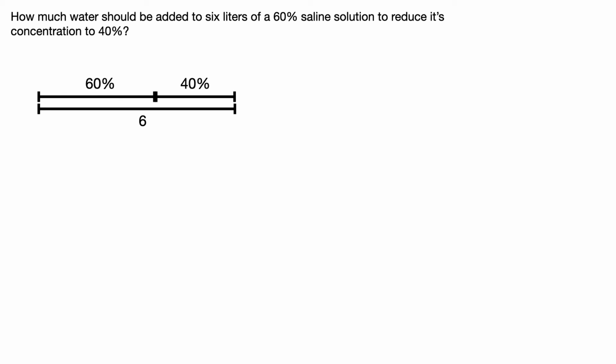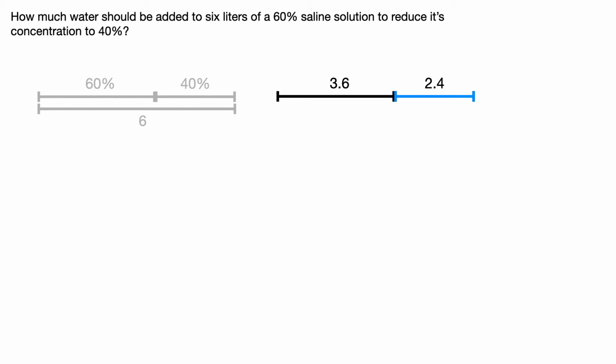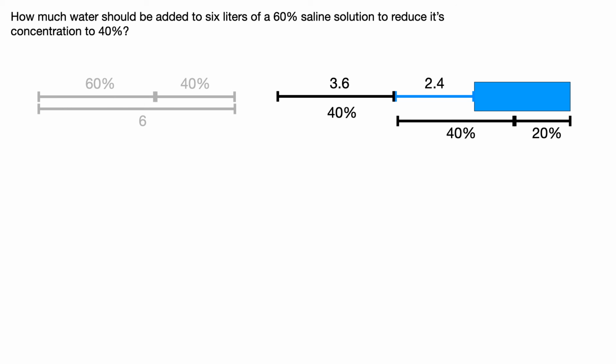So with a known measure of 6 liters, partitioned into 60% salt and 40% water, we can calculate that there are 3.6 liters of salt and 2.4 liters of water. So now we're going to add some more water, and that's the blue bar that we're trying to determine the value of. The salt is now only 40% of the solution. So we can, in a sense, measure out the rest of the solution. Another demarcation of 40%, and that leaves 20%.